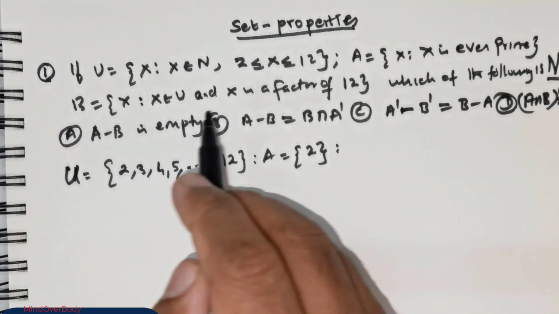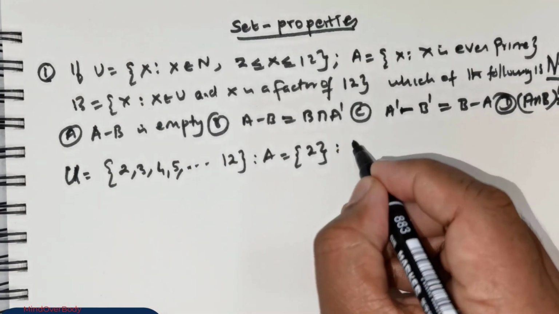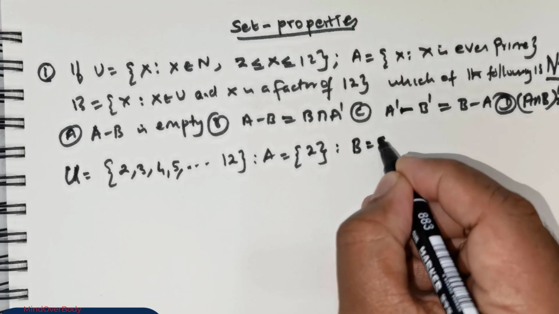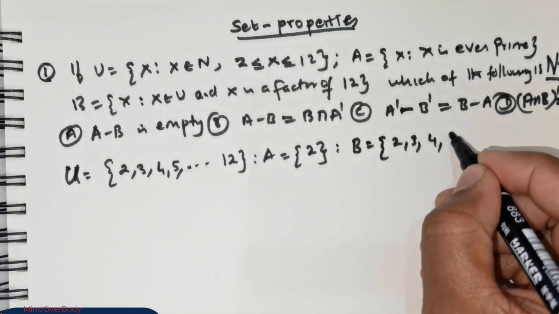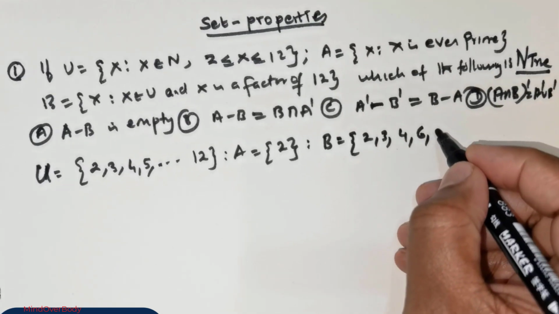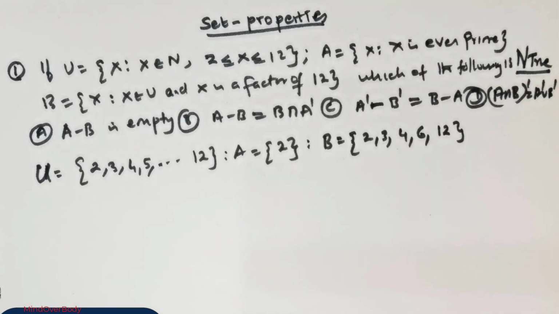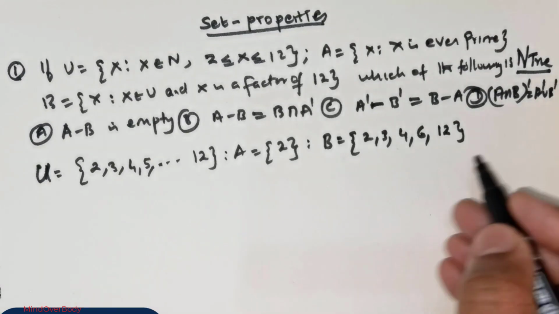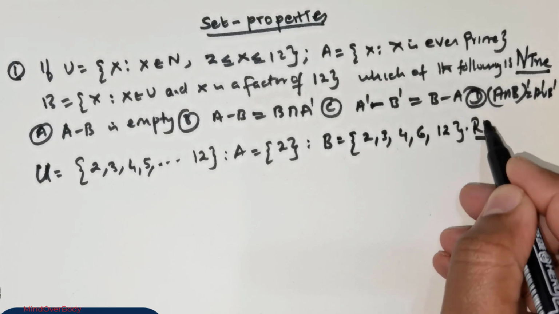Now next is set B, all x element in U which is a factor of 12. So which is actually dividing 12. So 2 divides 12, 3 divides, 4 divides, 5 no, 6 yes, 7 no, 8 no, 9 no, 10 no, 11 no, but 12 also is a factor of itself. So this is what we've got, A and B. Is there anything else? No, we've got all of this. So this is actually written in roster form, right? This is in roster form.